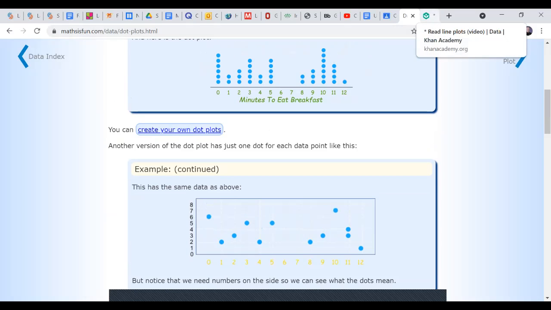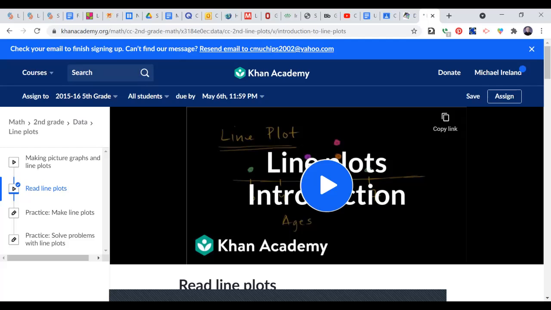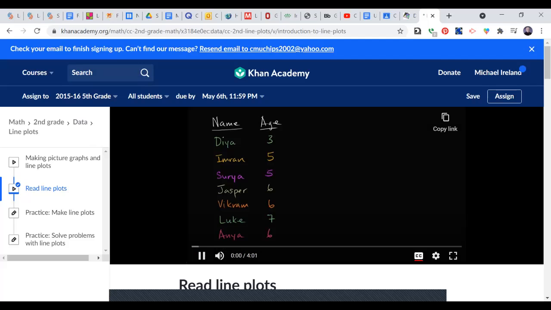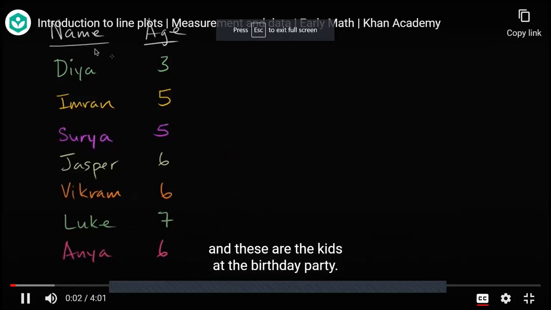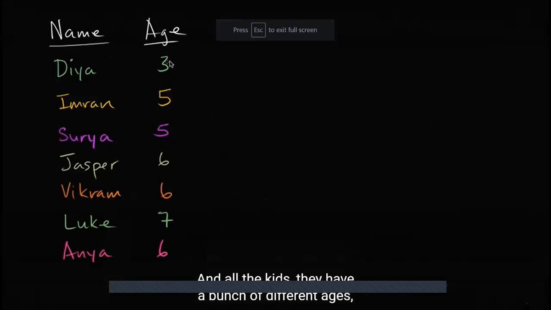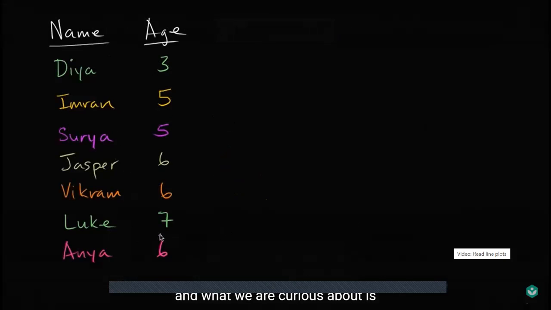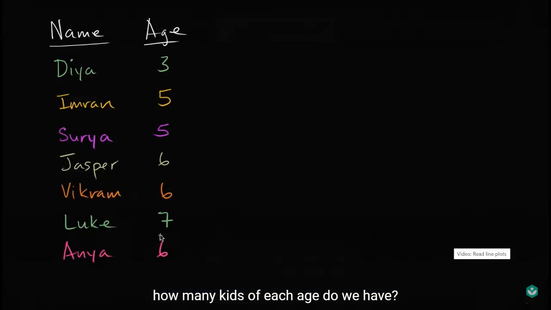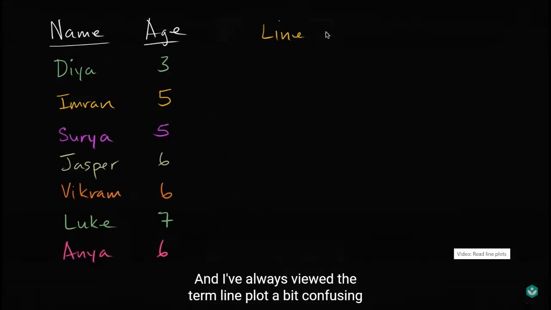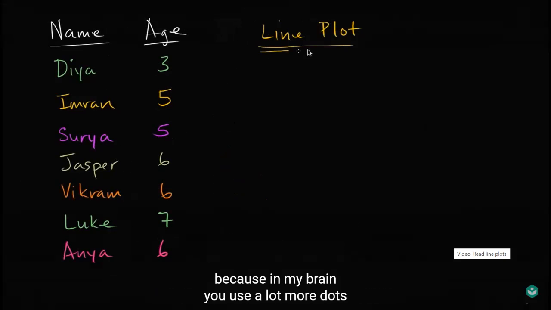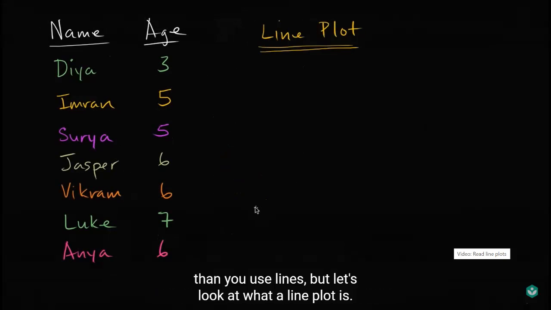I'm going to also show you a related video here from Khan Academy about introducing line plots. Let's say we're having a birthday party, and these are the kids at the birthday party. And all of the kids have a bunch of different ages. What we are curious about is how many kids of each age do we have? Well, to help think about that, we can draw what is called a line plot. And I've always viewed the term line plot a bit confusing because in my brain you use a lot more dots than you use lines. But let's look at what a line plot is.